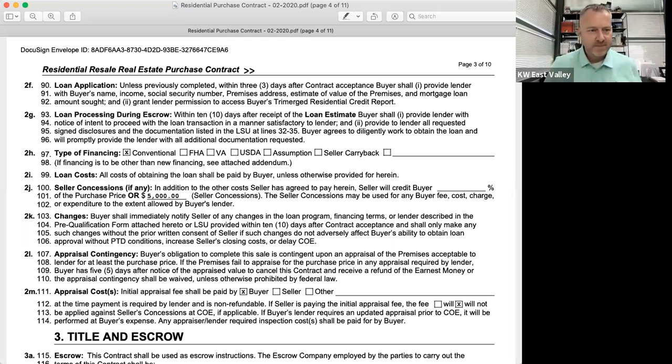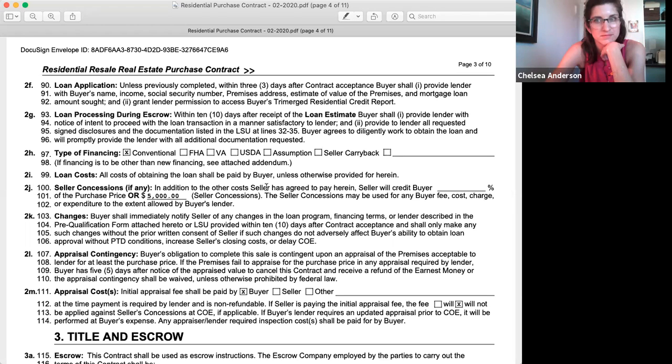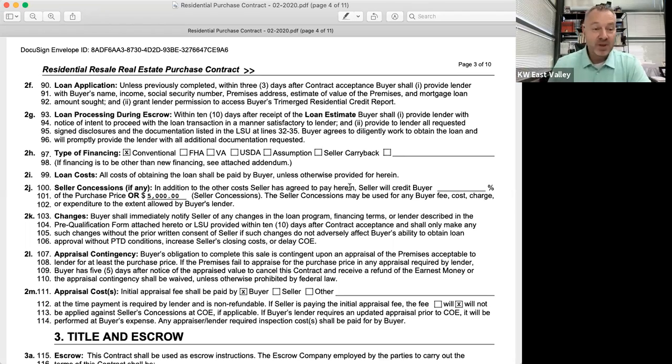Okay, can you guys see the purchase contract? Yes. You guys see that? Yeah. Okay, so right here, the seller concessions, line 100, part 2J. In addition to the other costs seller has agreed to pay herein, which would be their separate line items for a home warranty, separate line items in an addendum for the HOA, that kind of thing. Seller will credit buyer either a percentage, 1, 2, 3% of the purchase price, or in our case, we said $5,000. The seller concessions may be used for any buyer fee, cost, charge, or expenditure to the extent allowed by buyer's lender.